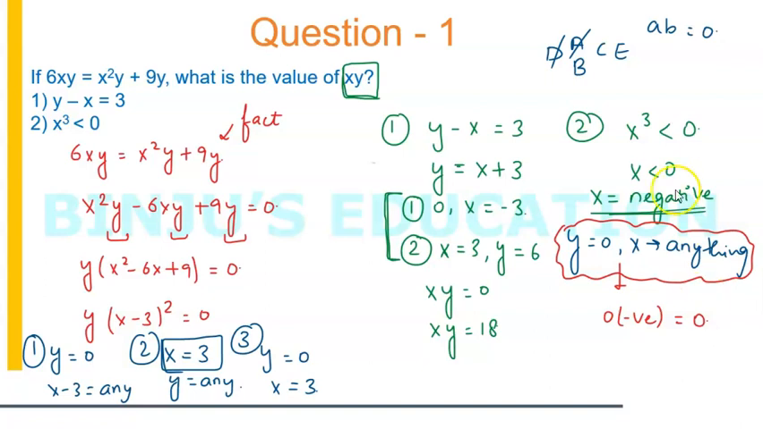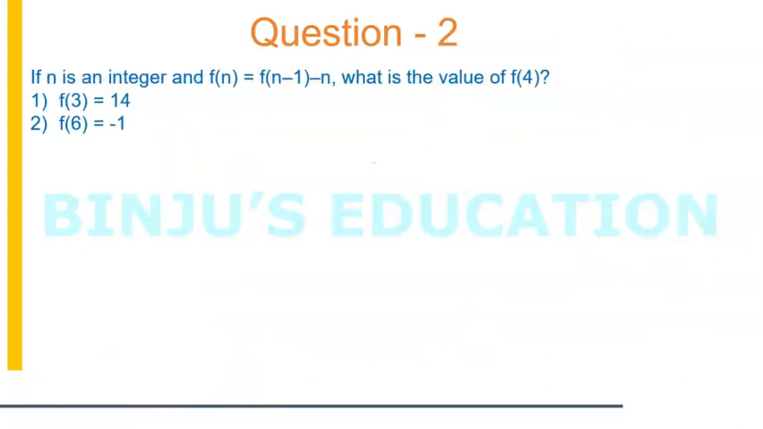So hence your answer is option number B, that is statement 2 alone is sufficient to answer the question, but statement 1 alone is not sufficient to answer the question. Okay, the answer to this is simply option number B. Alright, let's move on to the next one. Pause the video and try this question, please.